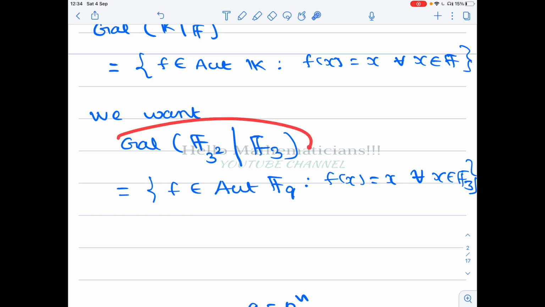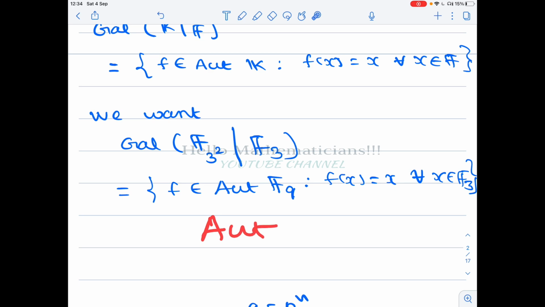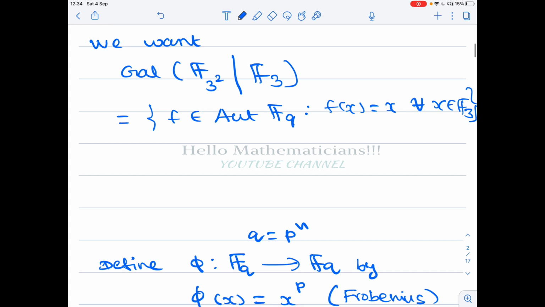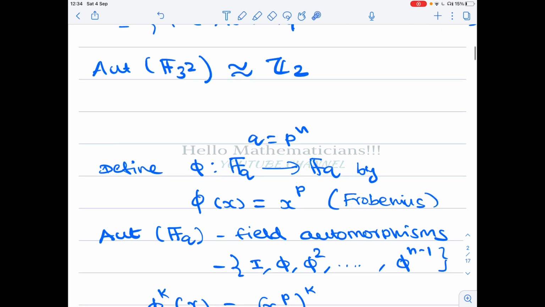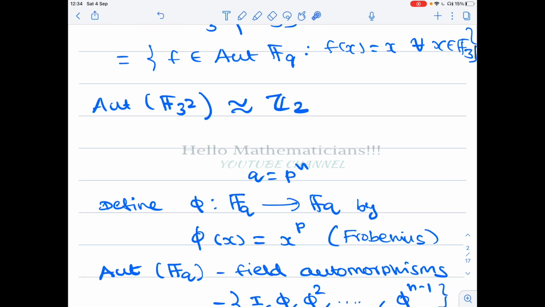So we want to understand how this group acts on F3 square, and the number of orbits. Now we know the automorphism group of F3 square from our observation. Using this we proceed further. What we have proved is that the automorphism group of F3 square is isomorphic to Z2. Note that the automorphism group of F p power n is isomorphic to Zn. In our problem, we are given 3 square, 9, so it is isomorphic to Z2. So you will have only 2 automorphisms because Z2 has 2 elements.